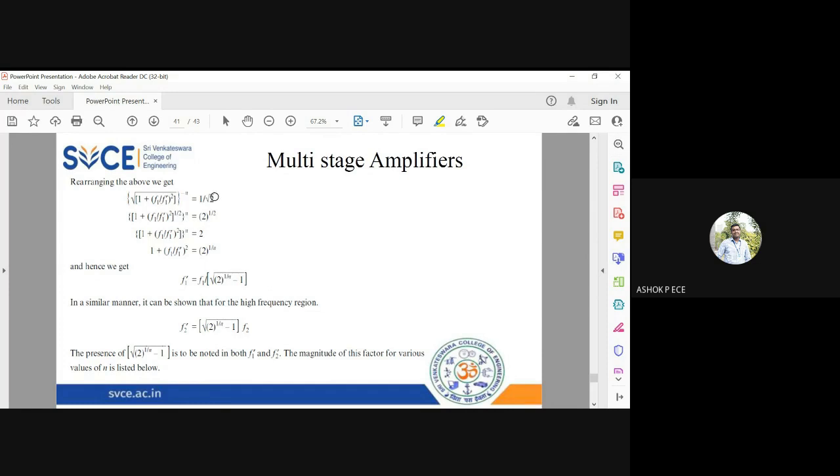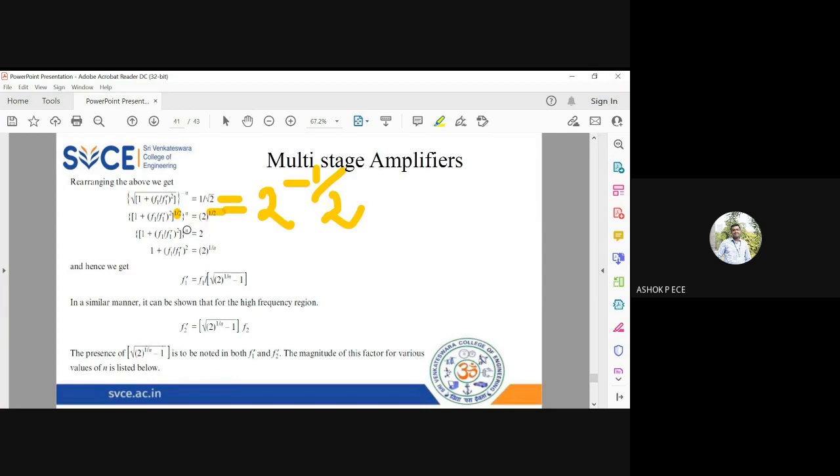And here I can write 1 by root 2 as 2 power minus half. So on both sides I have negative power, so I can remove that and make it positive. So I can write 1 plus f1 by f1 dash the whole square, power half, the whole power n, is equal to 2 power half. So I can cancel this power half on both sides. So 1 plus f1 by f1 dash the whole square, power n, is equal to 2. So bring this n to the other side. So 1 plus f1 by f1 dash the whole square equal to 2 power 1 by n.